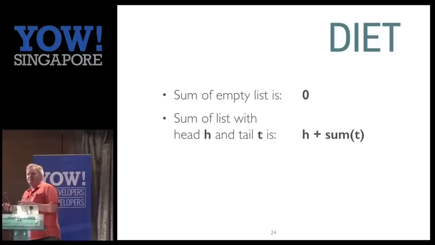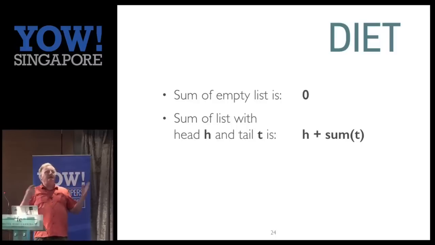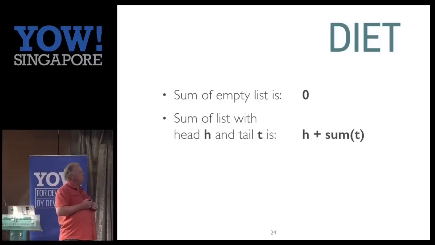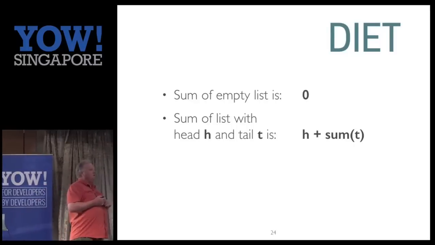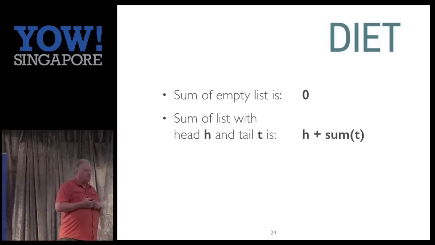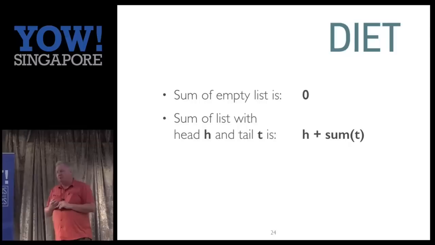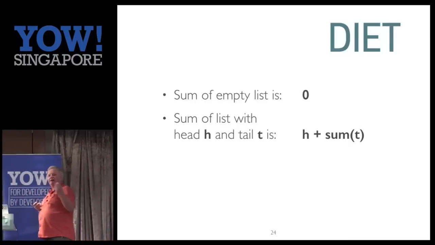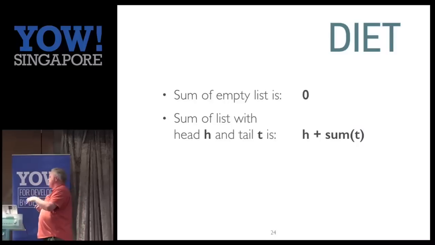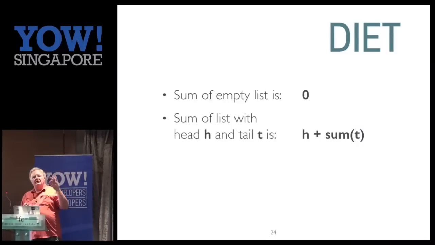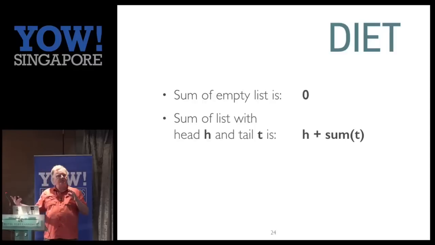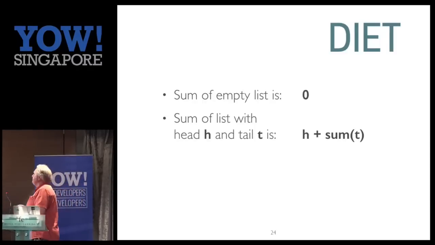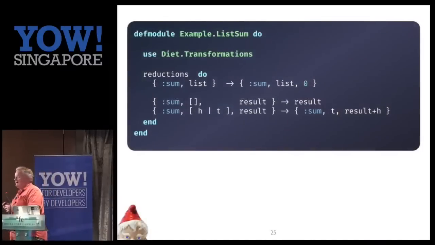So, trivial example, and this is in no way compelling, so please don't judge too harshly. The sum of an empty list is 0, and the sum of any other list that has a head, which is h, and then the tail that's t, is simply h plus the sum of the tail. Pretty straightforward. So, you can represent that in diet.